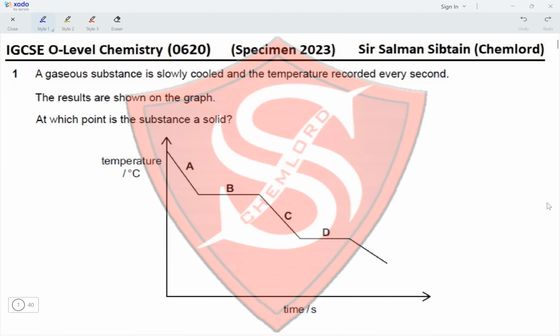A gaseous substance is slowly cooled and the temperature recorded every second. The results are shown on the graph. At which point is the substance a solid? So we've got four positions A, B, C, and D. Let's study each one of them.